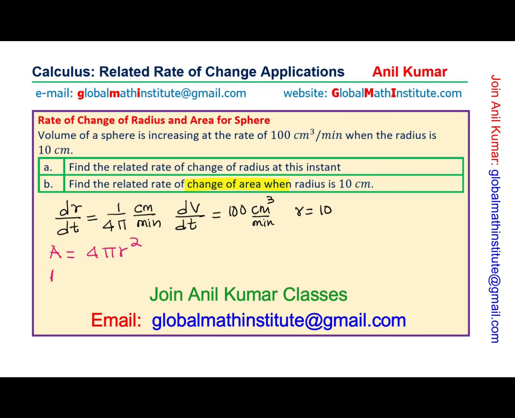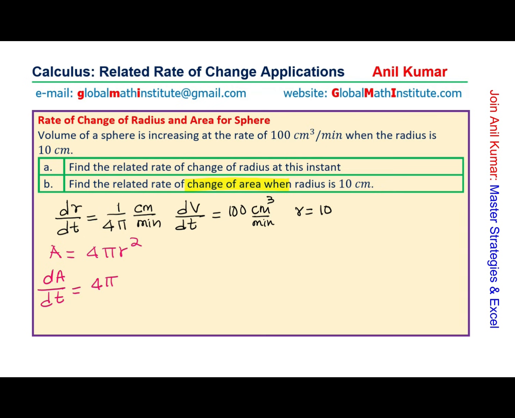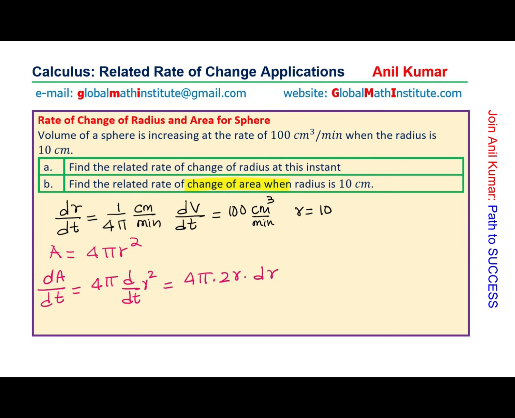So rate of change of area will be dA/dt. Differentiate with respect to time. So we get 4 pi and derivative of r squared, let me write d/dt of r squared, right? Which is 4 pi times 2r times dr/dt, correct? Now, dr/dt at r equals 10 is already given to us as 1 over 4 pi, right? So we'll substitute these values.